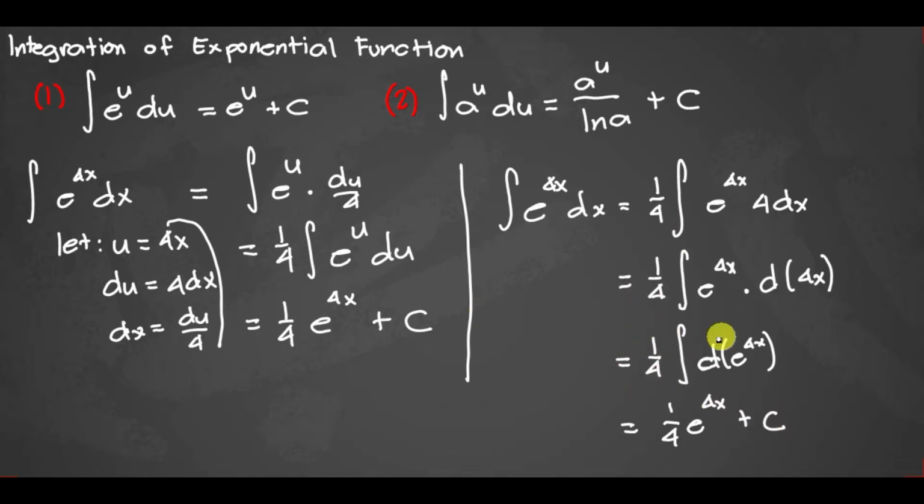Now this is another way of showing your solution. You will notice that we are using the chain rule in our derivative process. Looking here, you will notice that we arrive at the derivative form of our function e raised to 4x. Then if we apply the integral, we arrive at our final answer, where our original equation is 1/4 e raised to 4x plus c.